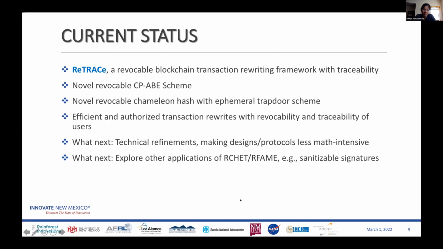The other thing that we actually haven't started exploring is, like we said, the chameleon CPAB scheme and the revocable chameleon hash with ephemeral trapdoor scheme. Bullet points 2 and 3 have way more applications, much beyond the scope of ReTRACe. ReTRACe is just one application. There are several other things. One thing that comes to mind is sanitizable signatures. Revocable CPAB schemes have applications in edge computing, and I think fog computing. So both of these primitives have way more application than just ReTRACe. So that's another very interesting area to explore, what independently can be done with the new primitives that we have designed.